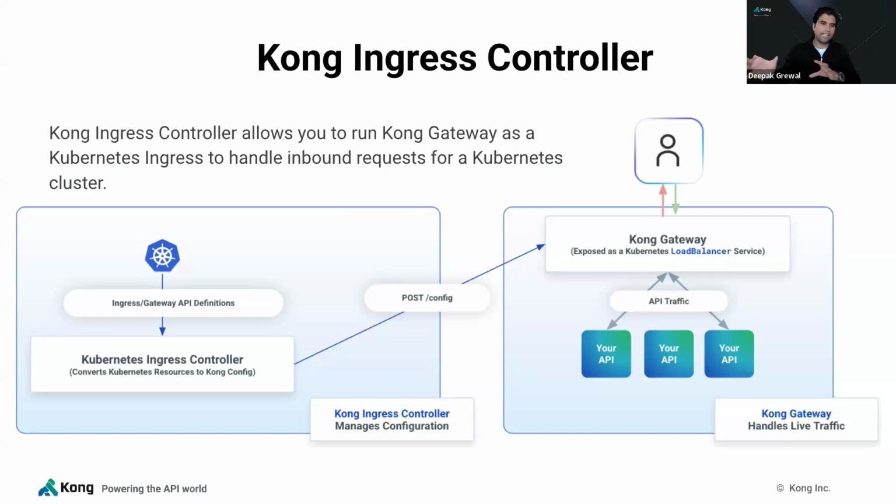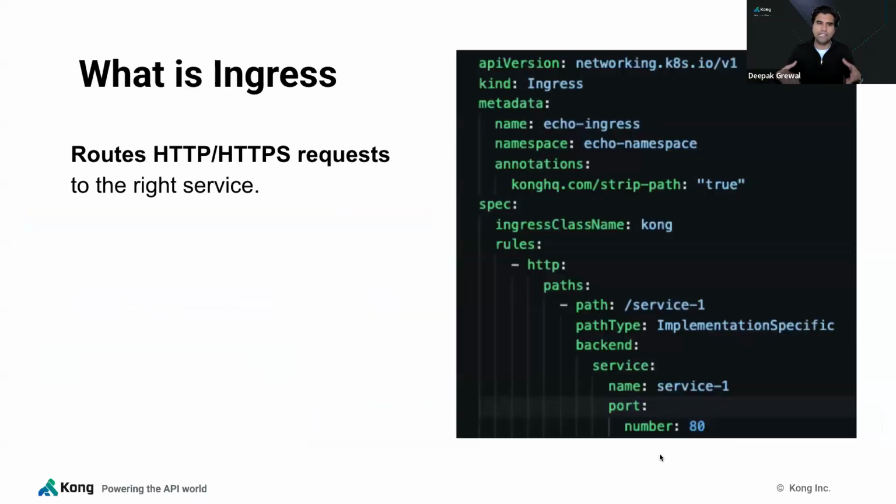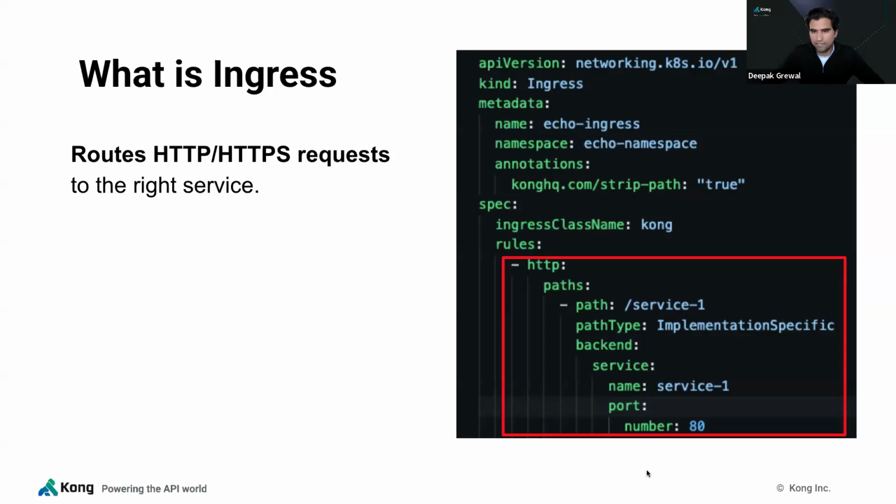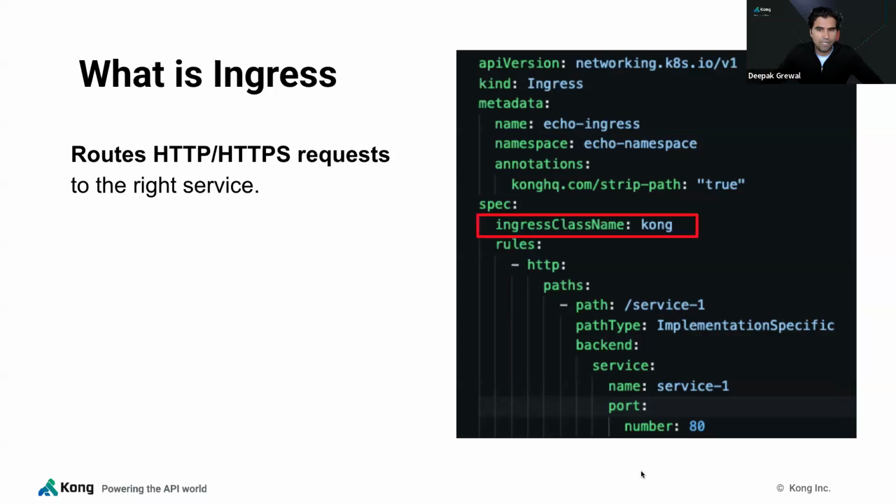But before I talk about Gateway API versus Ingress, I wanted to first level set with you on what Ingress is. I'm pretty sure all of you know, but Ingress is a resource you create within your clusters. It helps you route HTTP requests to the right service. So you have an Ingress resource defined. You define certain paths that allow connections to come in, and you put in an Ingress class. In this case, it would be Kong.